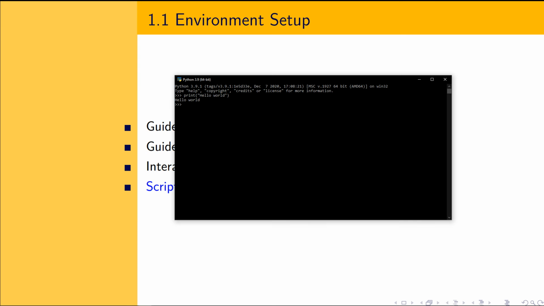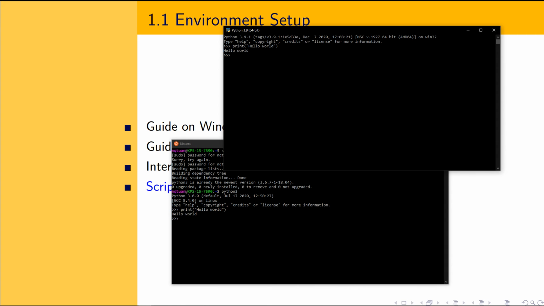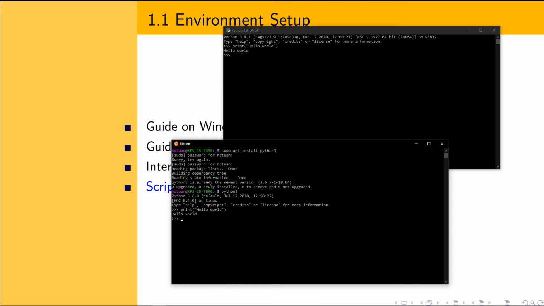This is an interactive mode on Windows, and this is an interactive mode on Ubuntu. In the interactive mode, you can do live coding. Every command you type here will be executed immediately. For example, we say a variable A equals 10 to do the assignment, and then you print out A, and then you see the 10. So that is how you do live coding. You can input a command here and execute it immediately.